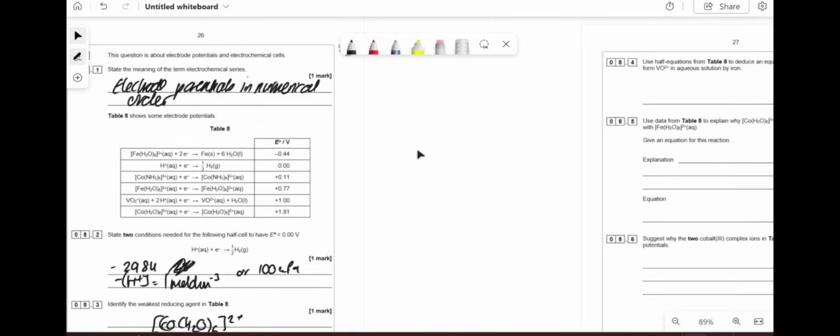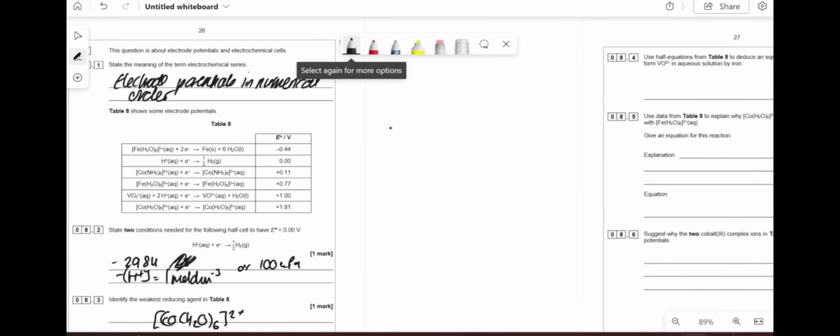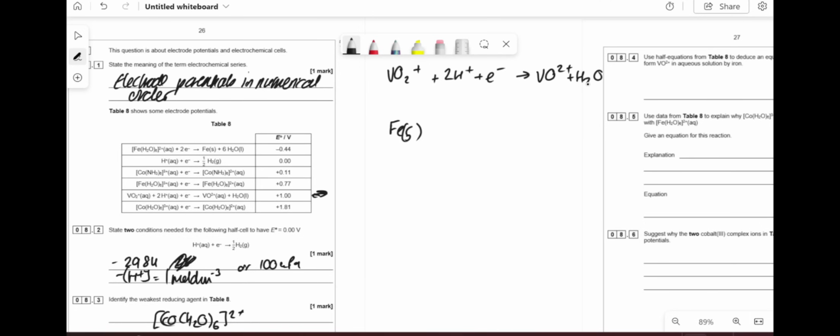Use half equations from table 8 to deduce an equation for the reaction of this to this in aqueous solution by iron. It's not saying iron ions or anything, it is solid iron. So we've got Fe solid. This is the equation that's getting reduced, so it's going to follow the same reaction: VO2+ + 2H+ + e- goes to VO2+ + H2O. Now, because we're going from solid iron all the way up to this oxidation state, solid iron becomes Fe3+ + 3e-. If we were using the other one, that's not with solid iron, because you would start with Fe(H2O)6 2+, but they've asked you to do it with iron to start with. So the iron is oxidized into its 2+ form, and then its 3+ form. In essence, Fe solid becomes Fe3+ + 3e-.